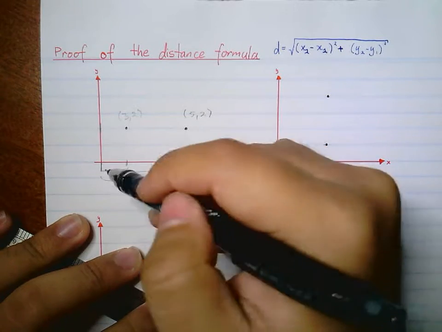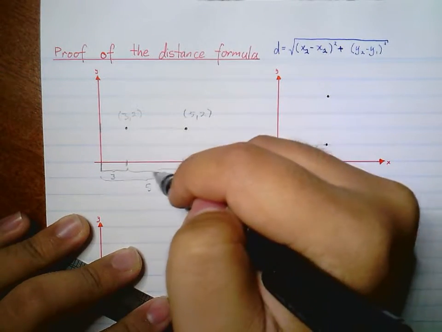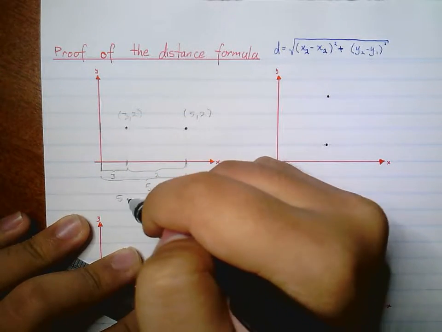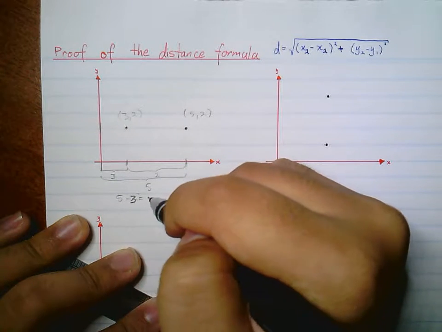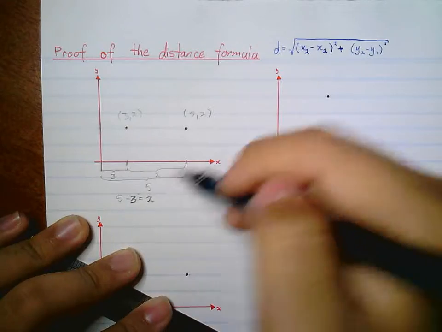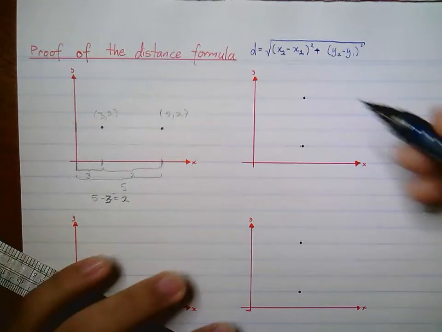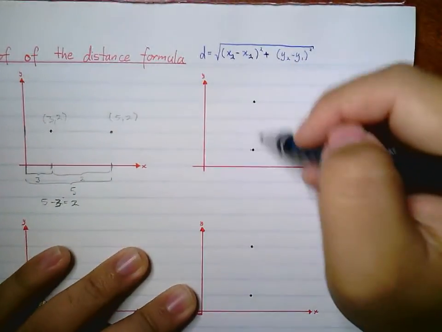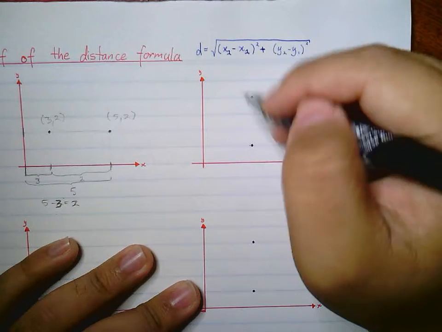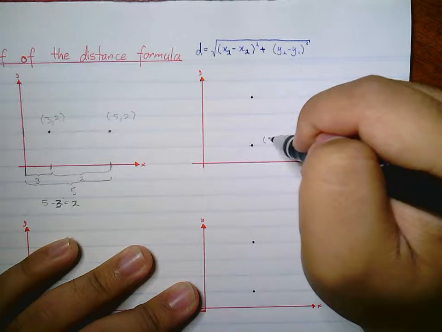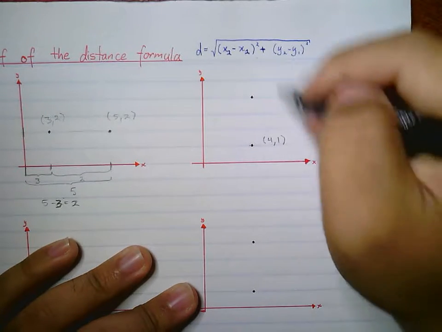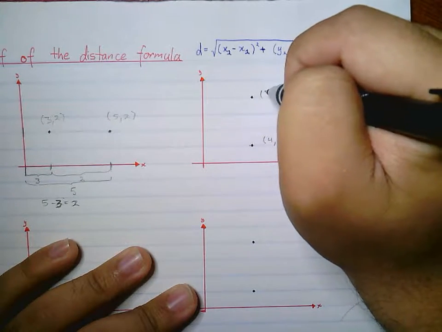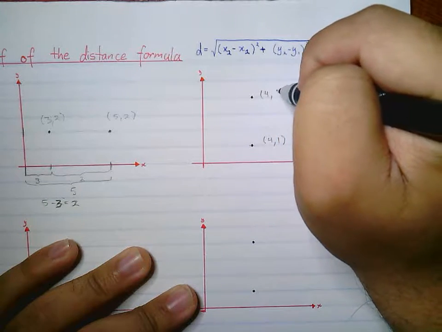I know it doesn't look to scale, but that doesn't matter. So we can find that by saying that's 5 minus 3 is equal to 2. And then the exact same thing with this. So let's say we have this as (4, 1), and this one here as (4, 5).